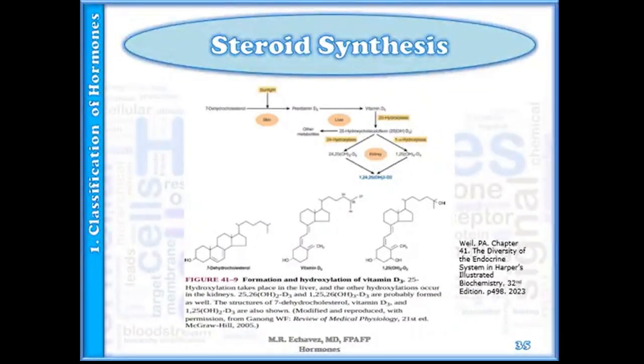Vitamin D, or your calcitriol, is synthesized from a cholesterol derivative. We do take in vitamin D3 from the diet. We usually get it from fish liver oil or from your egg yolk, but we can also synthesize this in the malpighian layer of the epidermis from your 7-dehydrocholesterol. So this one.